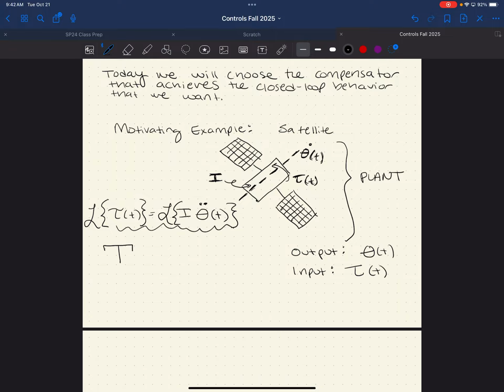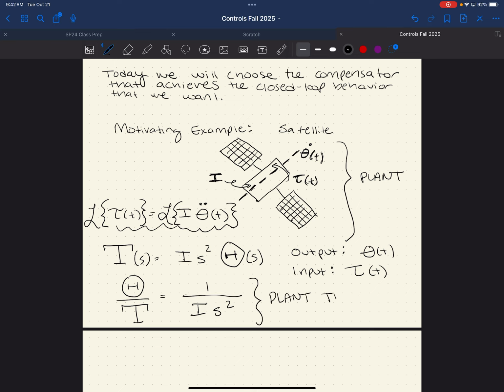I'll end up with capital T, tau of s, equals I, which is just a parameter, just a scalar number, times s squared capital theta of s. The output is theta, so if I want output over input, I want theta over tau. If I divide each side by tau and by I s squared, I get output over input equals 1 over I s squared. So this is my plant transfer function.